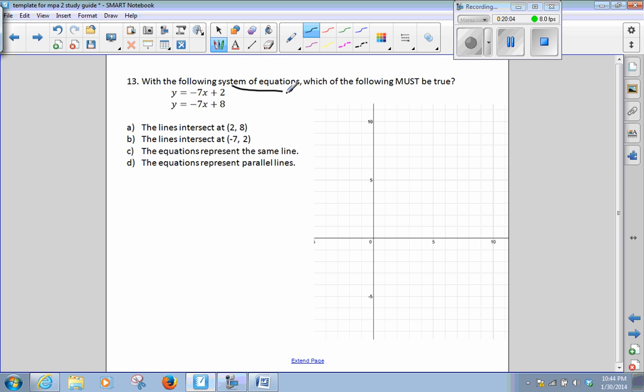Again, a system of equations is when you have more than one equation. So I've got two equations right here, and it's asking me what is true about both of these equations. So I'm going to start off by graphing them. They are in slope-intercept form, which means that that's my slope and that's my y-intercept. The y-intercept of 2 means it's going to cross right there on the 2.